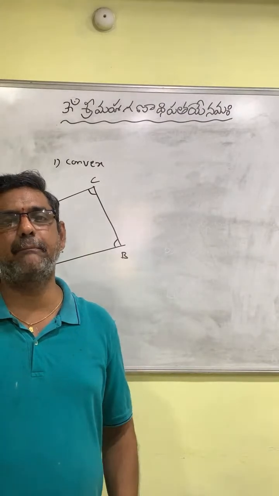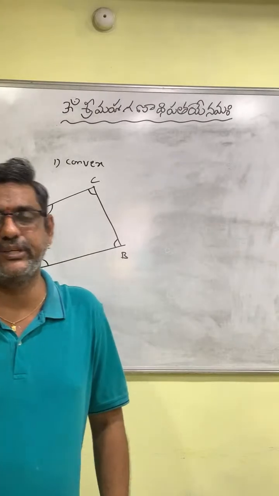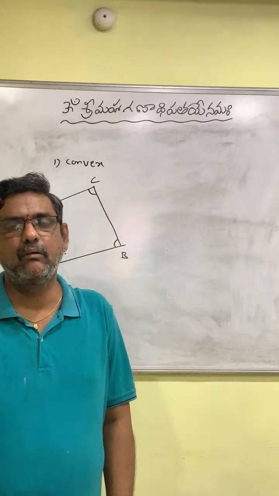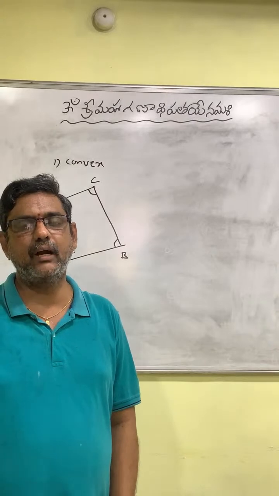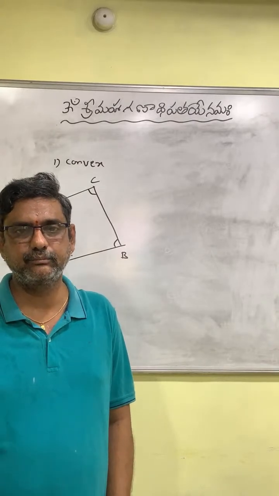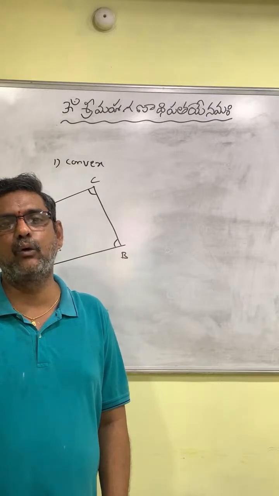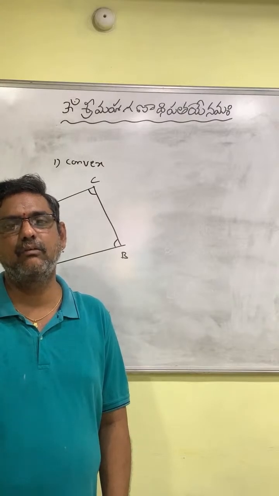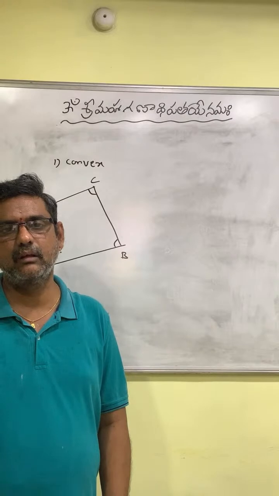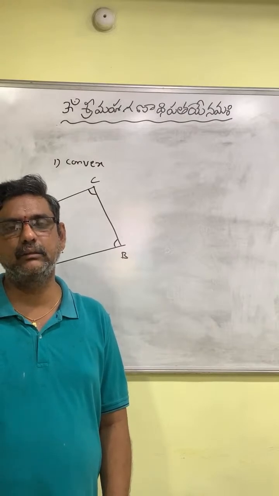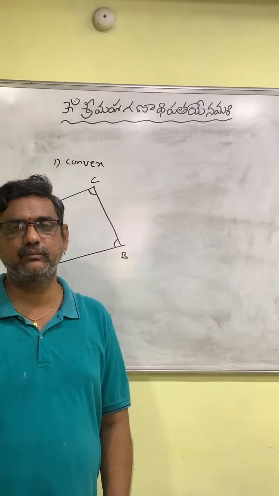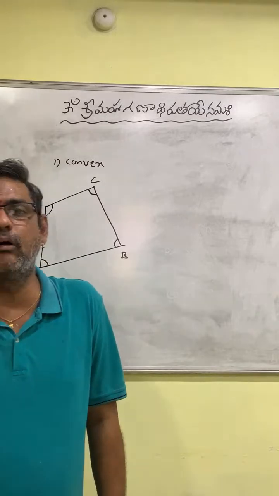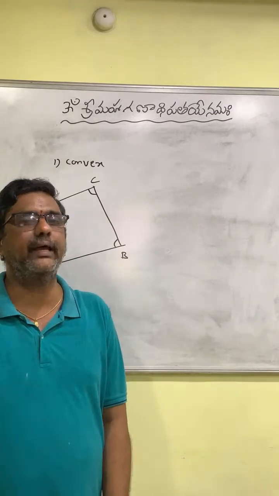First one is trapezium. Second one, isosceles trapezium. Note down. Third one, parallelogram. Fourth one, rectangle. Fifth one, rhombus. Sixth one, square. And seventh one is kite. So in convex quadrilaterals, there are a total of 7 types of quadrilaterals.